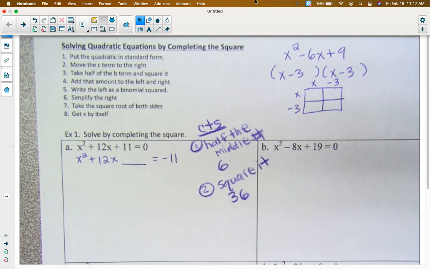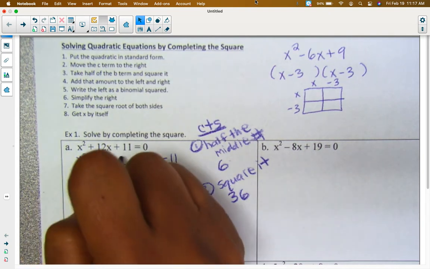Now, we have to keep our equation balanced. So I'm going to add 36 here.